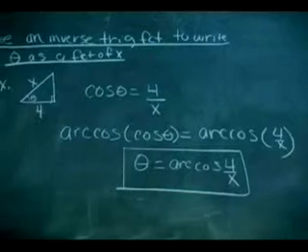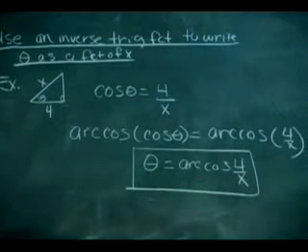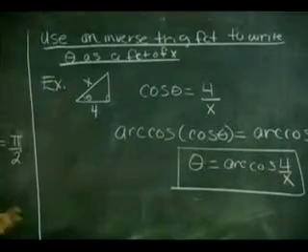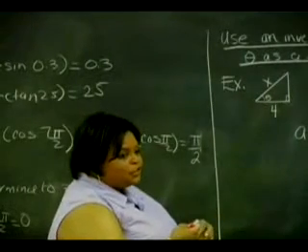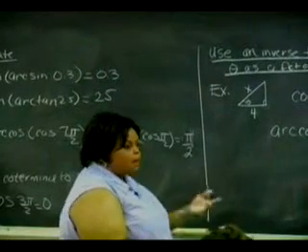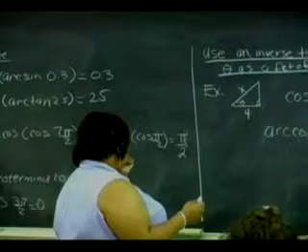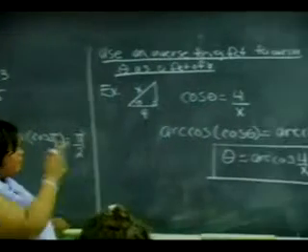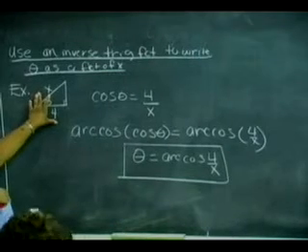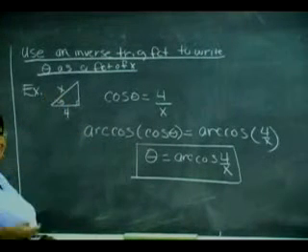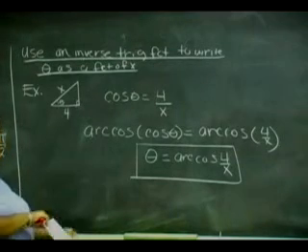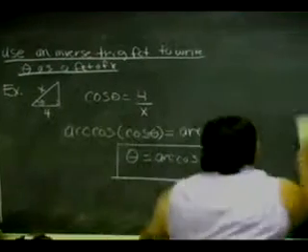Use an inverse trig function to write theta as a function of x. Being that they want to use an inverse trig function, we need to use the only inverse trig functions we know: arc cosine, arc sine, arc tangent. So we have to get, from this triangle, this thing in terms of cosine, sine, or tangent by what's given, and then apply the arc tangent or arc cosine or arc sine. Let's look at another one.